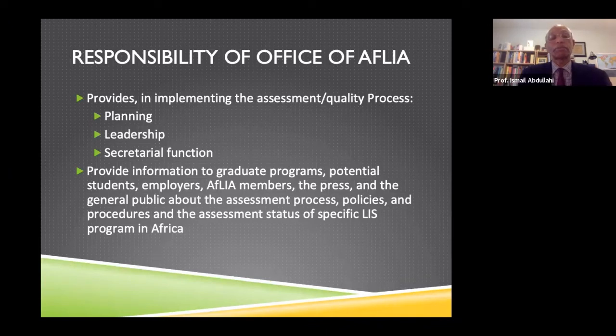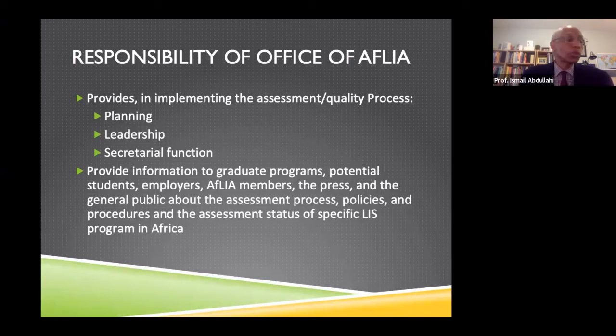From forming a special committee from the librarians and educators who will assess that kind of program. So it requires a lot of planning. So they will do planning and they provide leadership, of course, in this area. And then secretarial function, as they are doing now for their members.